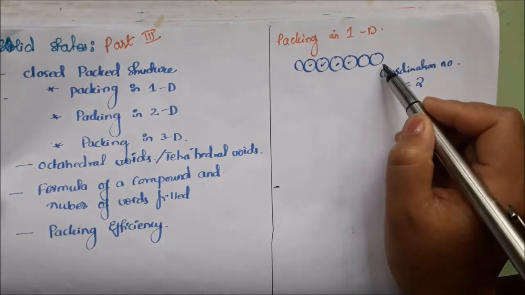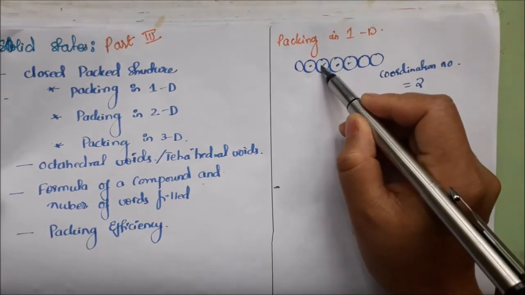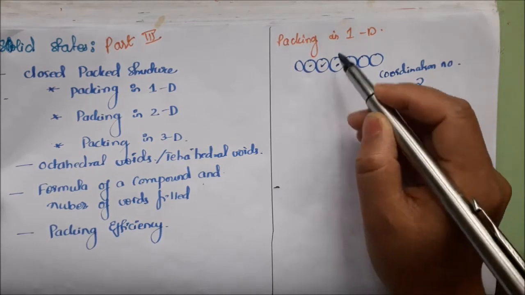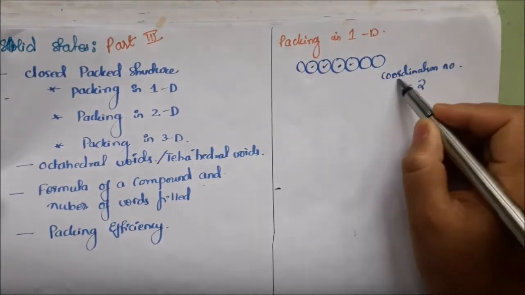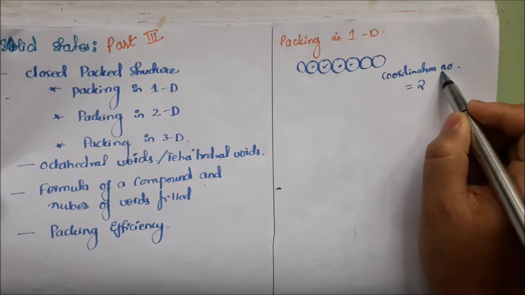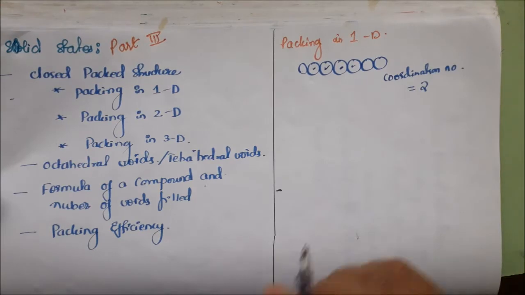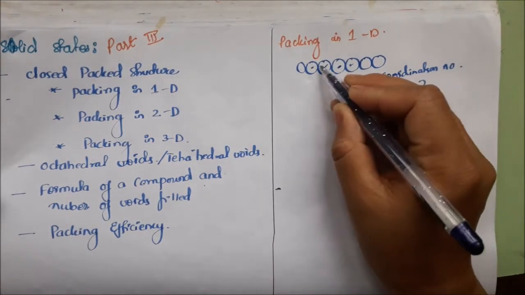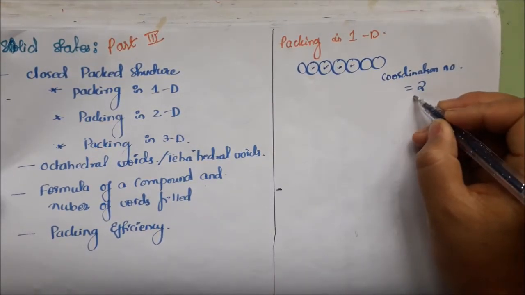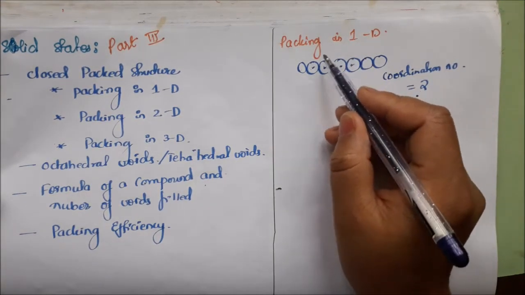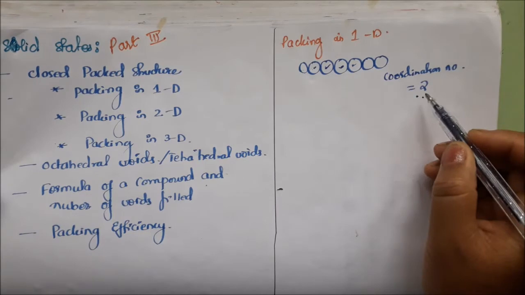Now when they are placed in this way, each constituent particle will be touching the nearest two constituent particles. This is what we call coordination number. So coordination number is the number of nearest neighbors of a particle. Here it is touching 2, so the coordination number in one-dimensional packing is 2.